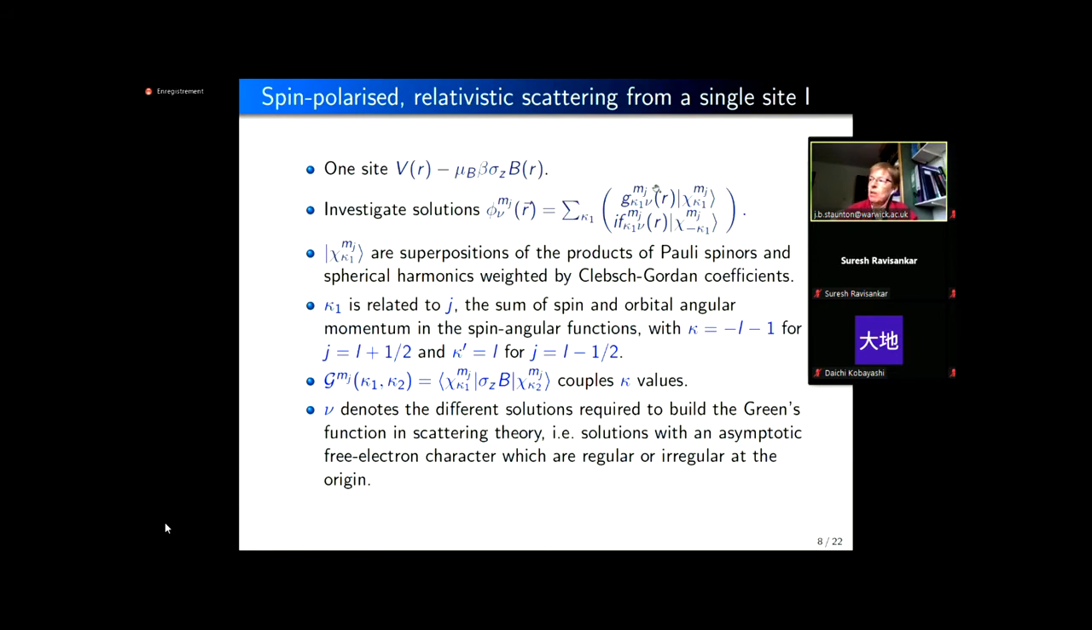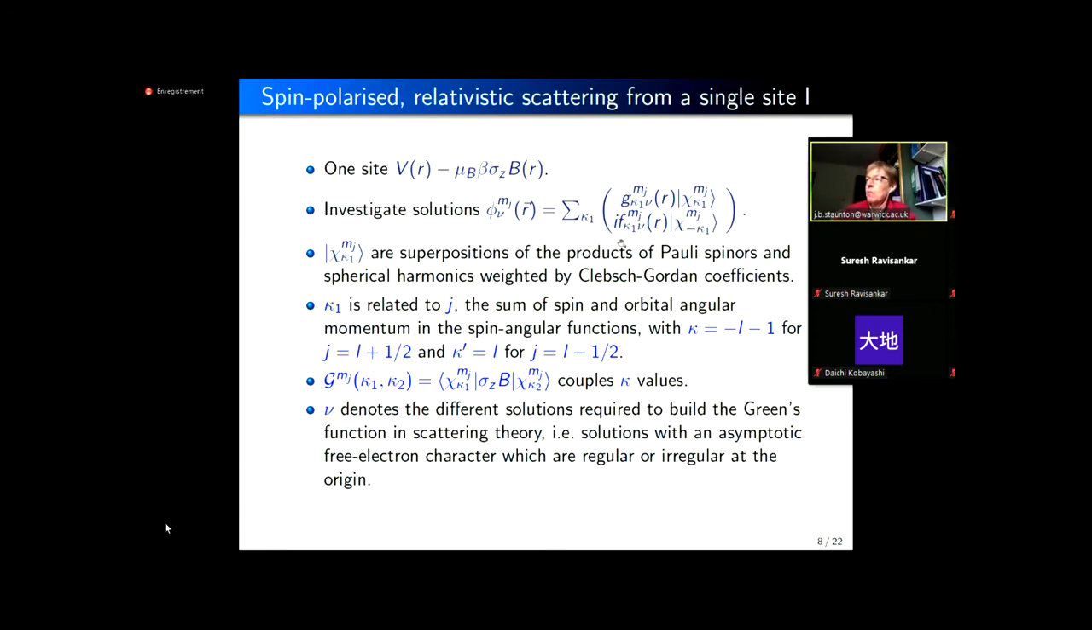There's an upper radial component, which is multiplied by a combination of Pauli spinors. So this is a product of Pauli spinors and spherical harmonics, and they're weighted by appropriate coefficients, namely the Clebsch-Gordan coefficients. So that's the upper component, and then there's the lower component, which is coupled to similar quantities, but with a change in the quantum number that goes alongside it. So that's what we're going to look for. We're going to look for solutions of the Dirac equation of that type. So I've specified what those spin angular functions are.